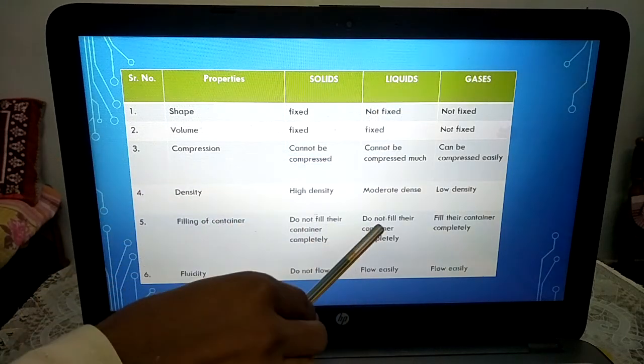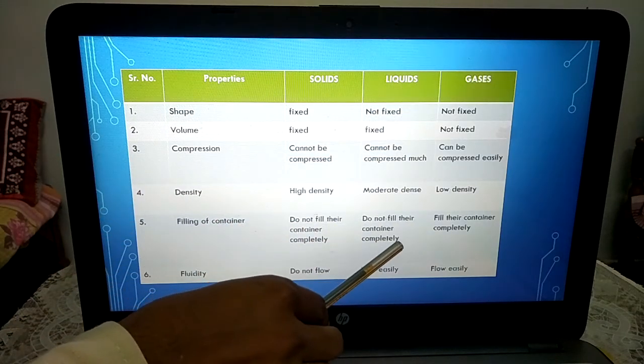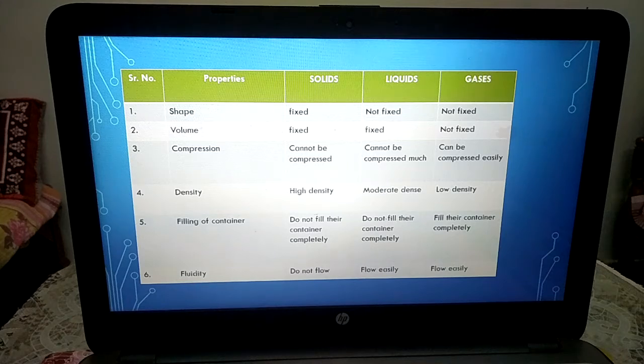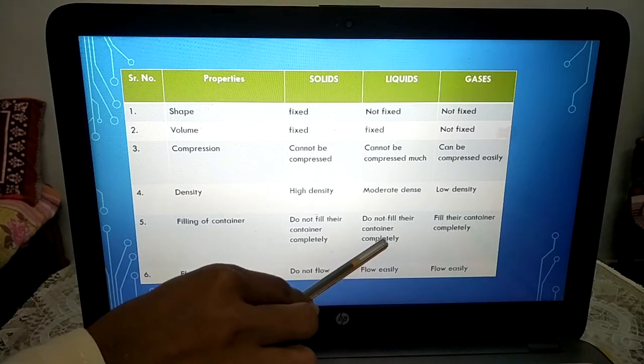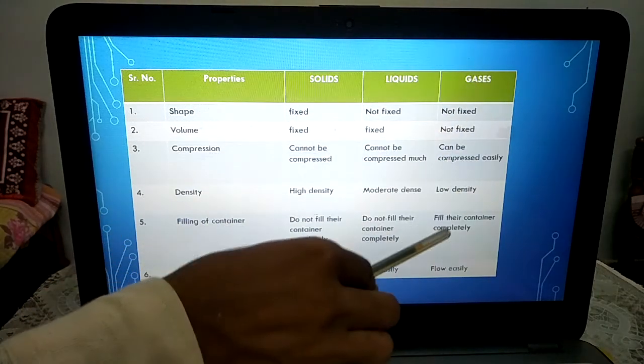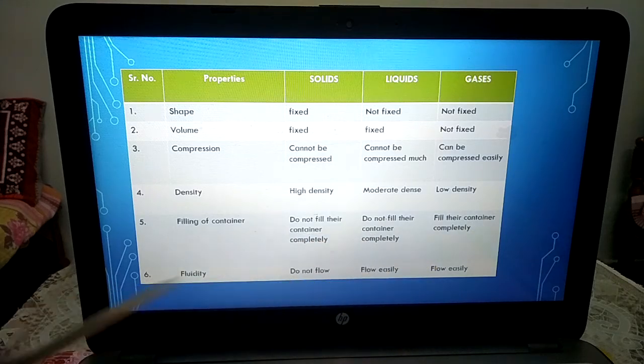Now liquids do not fill their container completely. How can you say that? When you are pouring water into a glass, even if you fill it up to the full level, somewhat of the level will still remain, and therefore liquids cannot fill the container completely. Now gases fill their container completely.